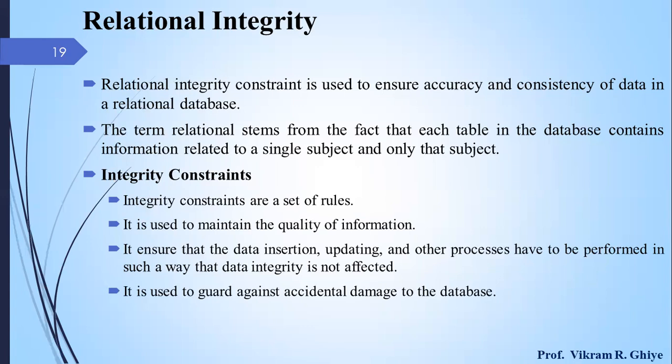It ensures that data insertion, updation, and other processes have to be performed in such a way that data integrity is not affected. Whenever we do any operation on our database, we need to do it in such a way that the integrity is not affected. It is used to guard against accidental damage to the database. So it acts as a guard. Whenever a particular operation is performed on the database, some of the data may get damaged. To avoid all these things, integrity constraints take care of it. This is called relational integrity.